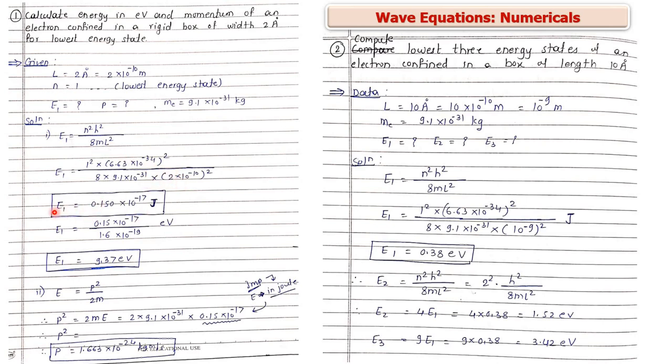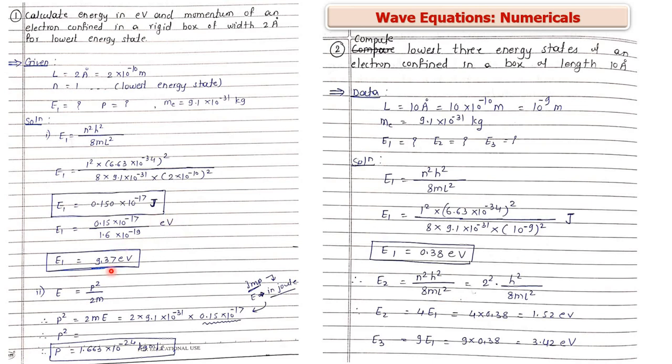So by solving this, you will get E1 is equal to this value, and you must know this value will be in what? Joule. So this value will be in joule, but you are asked to find out in electron volt, so you have to convert this value into electron volt, dividing it by 1.6 into 10 raised to minus 19. So this value would be in electron volt.